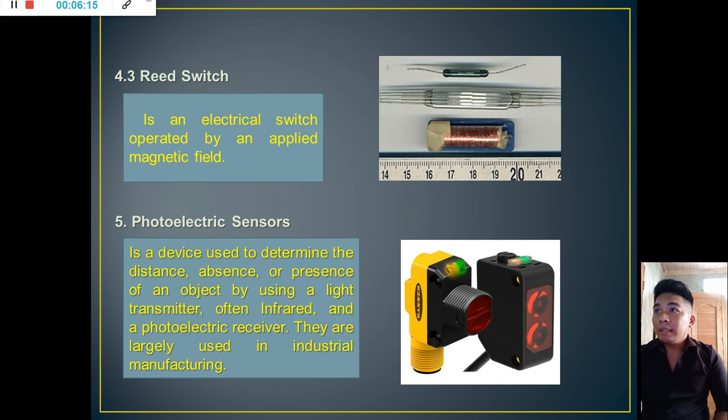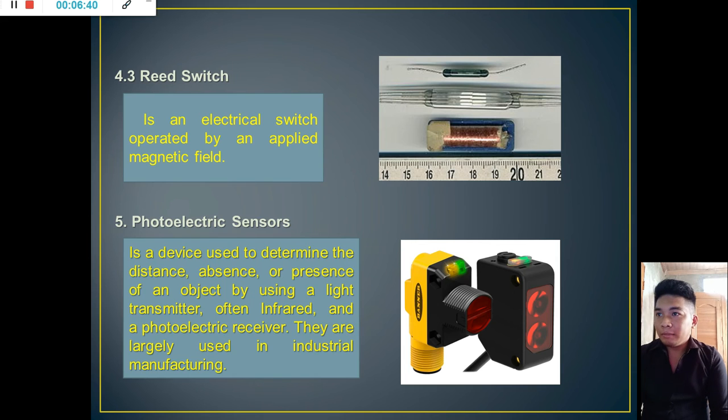It's very sensitive. The reed switch is an electrical switch operated by an applied magnetic field. So the reed switch is a switch that is normally open. So when there is a magnetic field present, the reed switch becomes normally closed. So the switch turns on when there is a field.